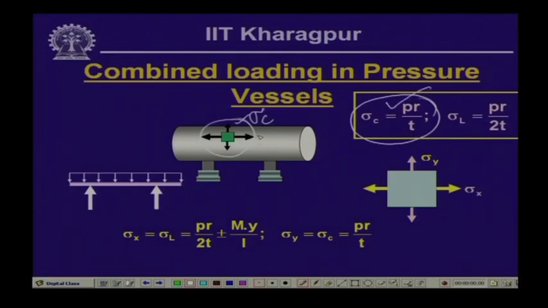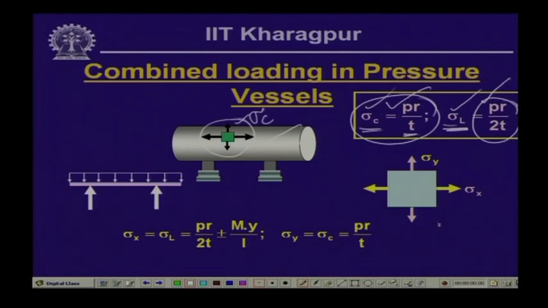Consequently, we get the longitudinal stress, which we call sigma L, which equals P r by 2 T, where P is the internal pressure, r is the outer radius of the cylindrical vessel, and T is the thickness of the vessel. So, these are the stresses, sigma c and sigma L, the circumferential stress and the longitudinal stress that we get on the surface.